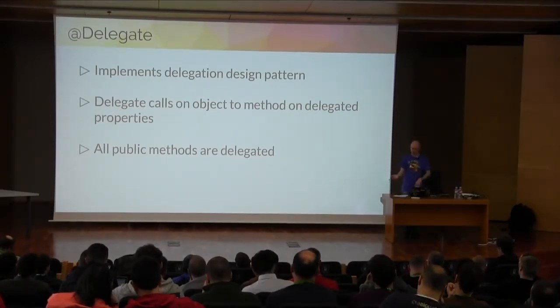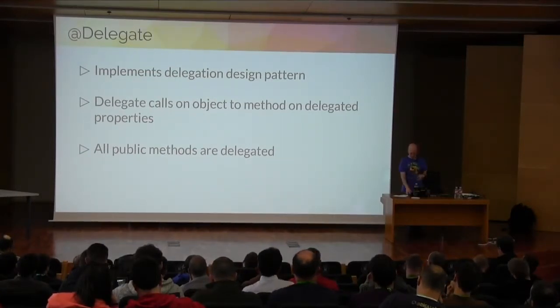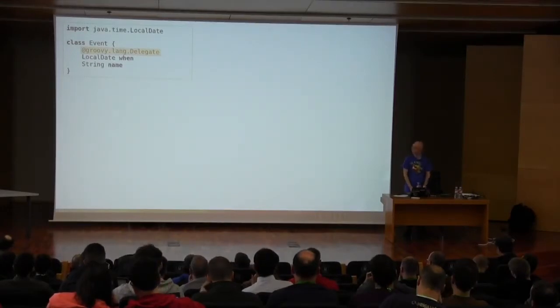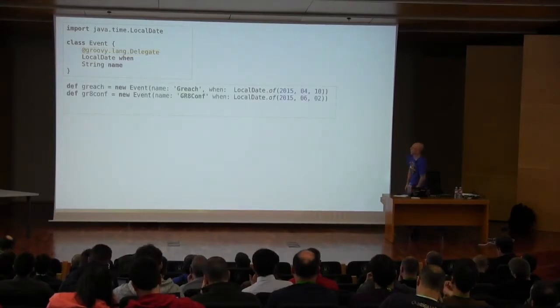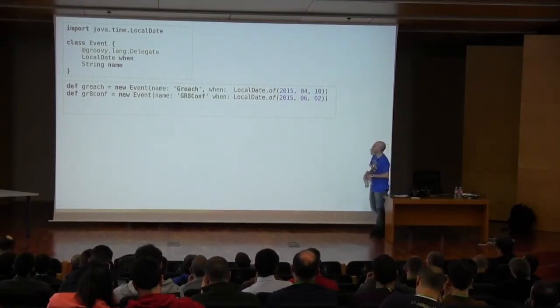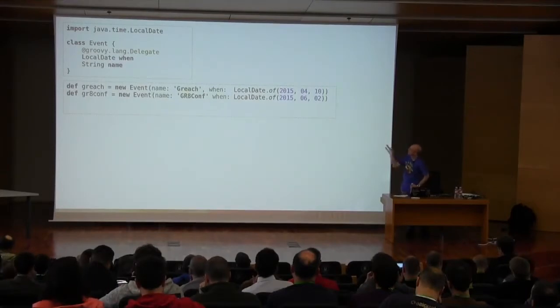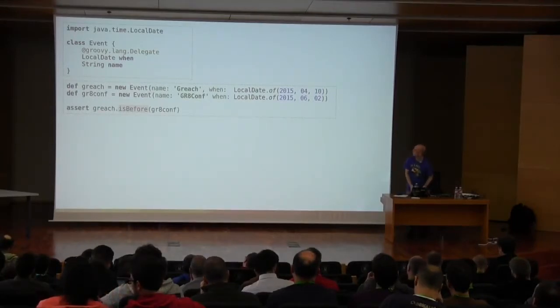And what this annotation is doing is promoting or delegating all the public methods in the delegated field. So let's see with an example. We have this event with a date and a name, and we can create two instances: event Greach, when April 10, 2015, and then we create another one, Greach.conf, June 2nd, 2015, and as the local date property is delegated, we can write this code. We can say that Greach is before the Greach conf.